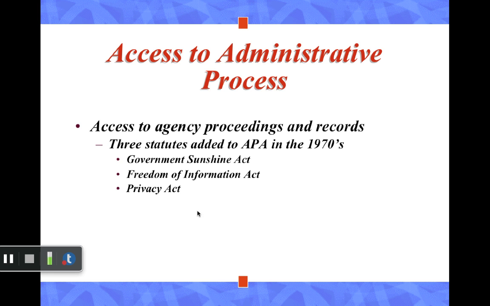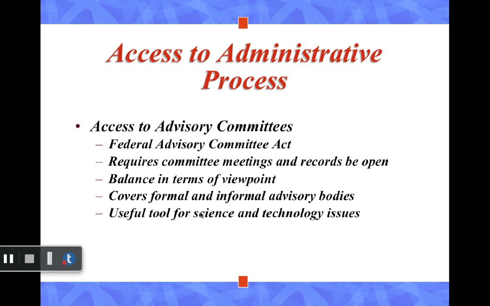Access to agency proceedings and records. There are the three statutes that we talked about earlier, the Government Sunshine Act, Freedom of Information Act, and Privacy Act, which all give access to whatever the agency does. And access to advisory committees. The Federal Advisory Committee Act requires committee meetings to be open and balanced in terms of viewpoint. And this act covers both formal and informal advisory committees.